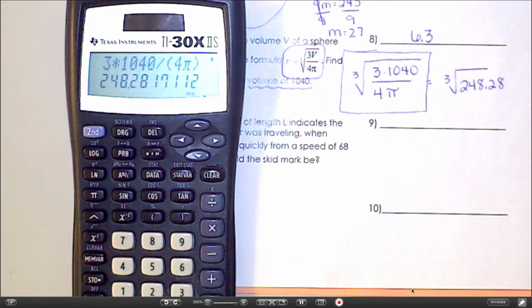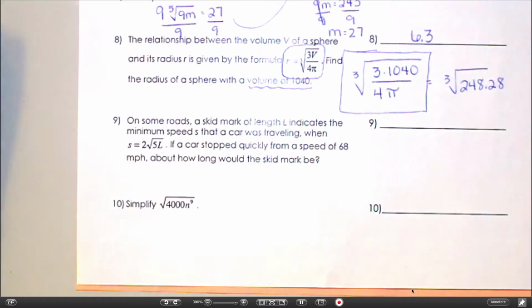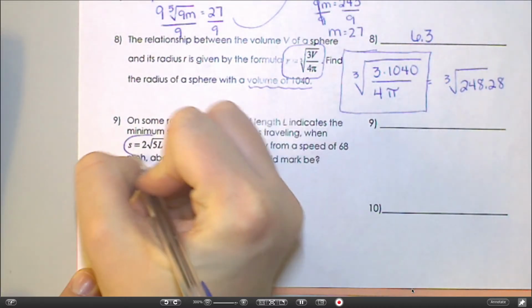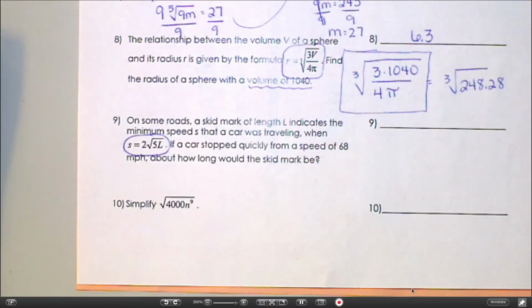Okay, number 9, another scary one, because there's words, but it's just a formula. I cannot even tell you how many word problems are just formulas. So here's your formula. What does S represent? S equals the minimum speed. And what does L represent? The length of a skid mark.